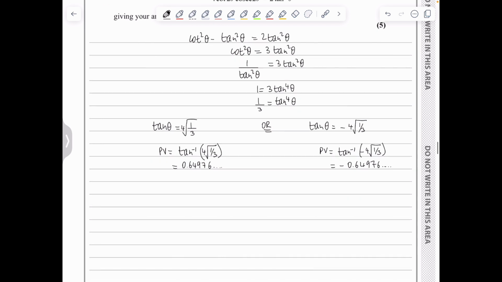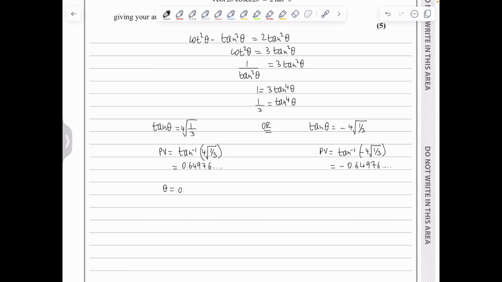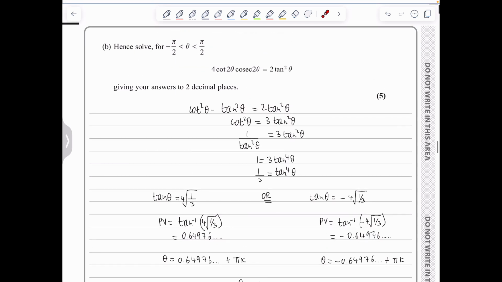We're using the generating formula here to find all solutions. So for tan theta, this is simply the PV of 0.64976 dot dot dot plus pi k. Remember, k is any integer, positive, negative, or 0. Or theta is negative 0.64976 dot dot dot plus pi k. If I set k to be 0, we get the values of theta being negative 0.65 or 0.65, and these are the only solutions within the range of negative pi over 2 up to pi over 2.